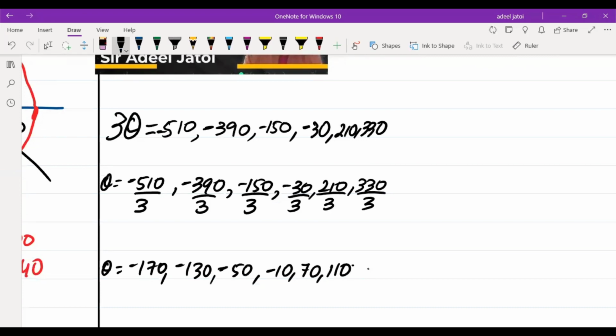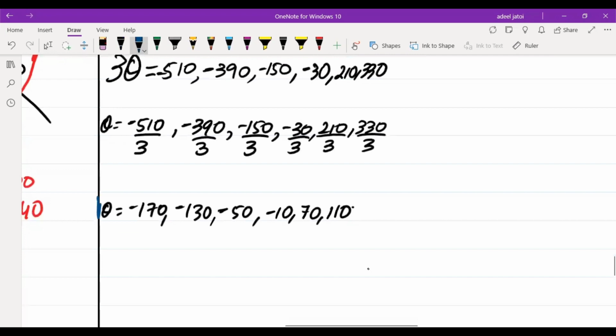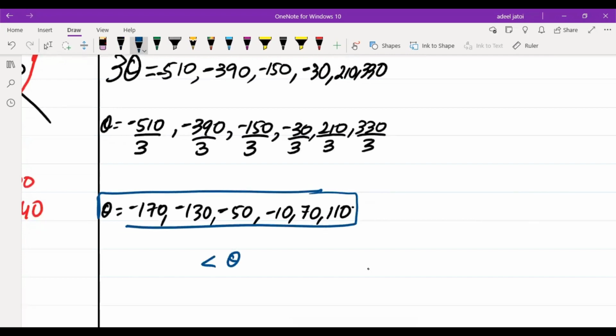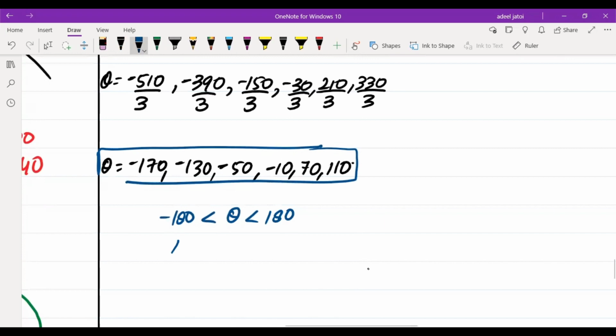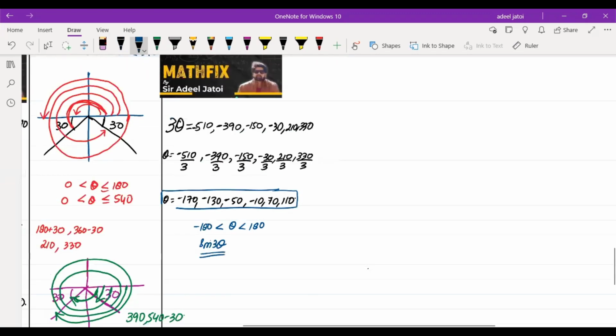All the answers that we got were within the range of what? Theta greater than minus 180 and less than or equal to 180, with the exception of what? 3 theta. So we knew that our range has increased, but when we divide by 3, we end up getting the answers within the range of minus 180 and positive 180.